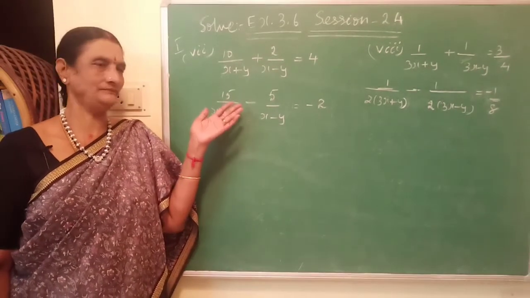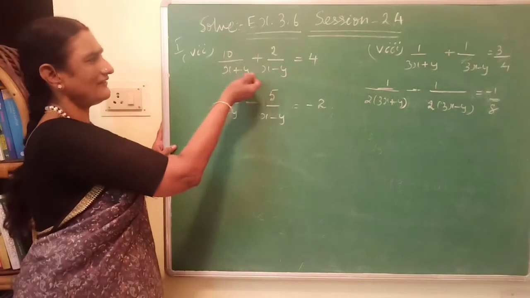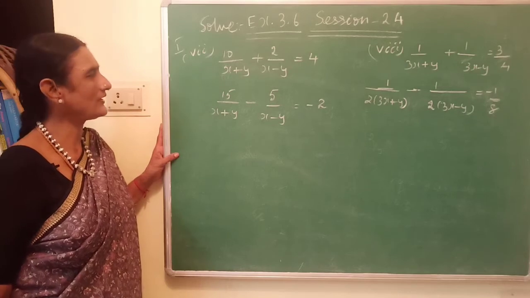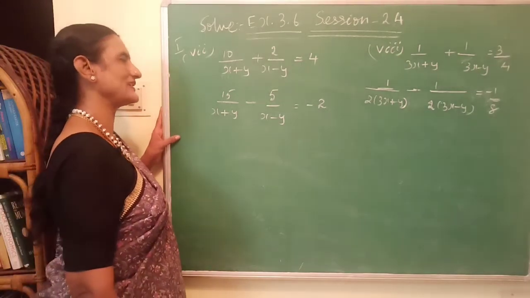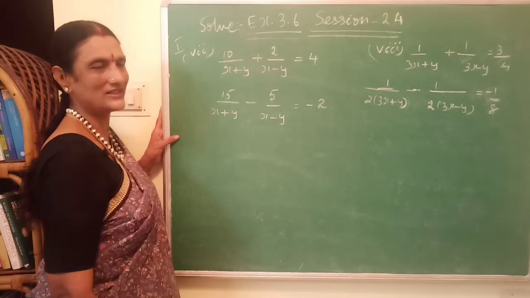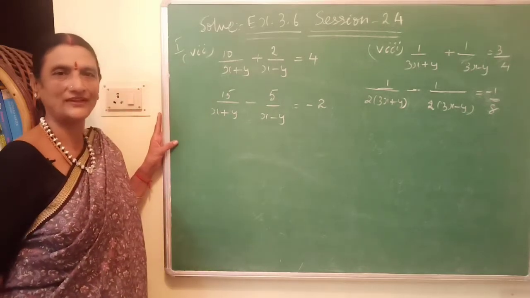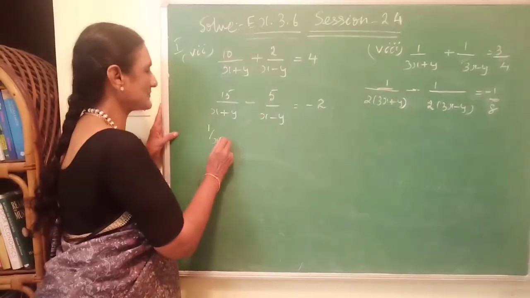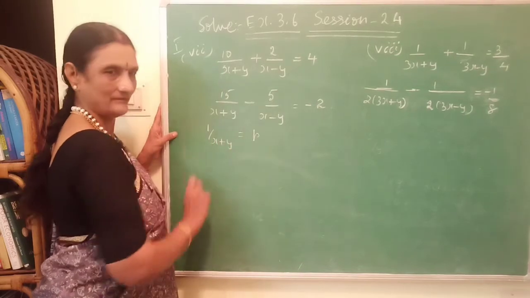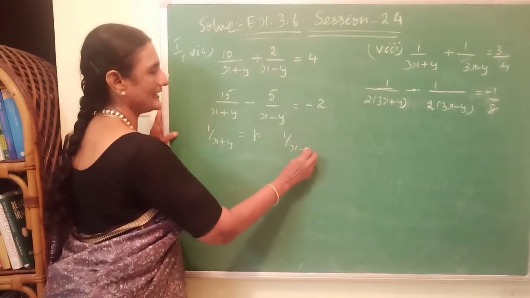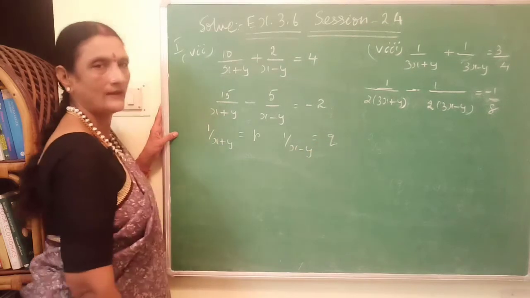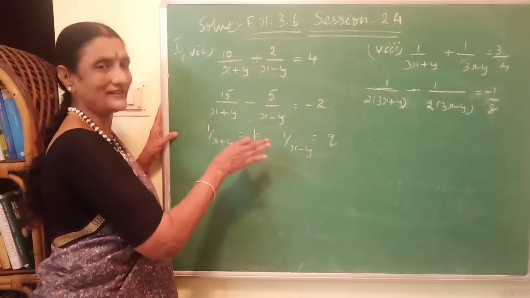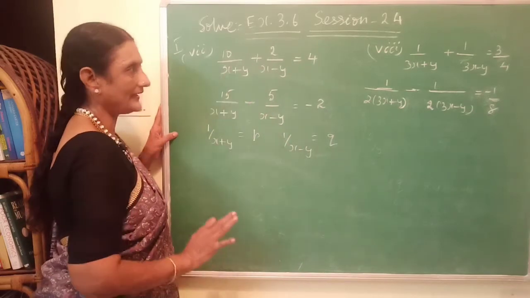Okay. Now, let us take 10 divided by x plus y plus 2 by x minus y is equal to 4, and 15 divided by x plus y minus 5 by x minus y is equal to minus 2, are the two equations which you are going to solve. Now here the substitution is 1 by x plus y is equal to p, and then 1 by x minus y is equal to q. Otherwise we cannot solve this equation by other methods right now. So we have to keep it only like this.